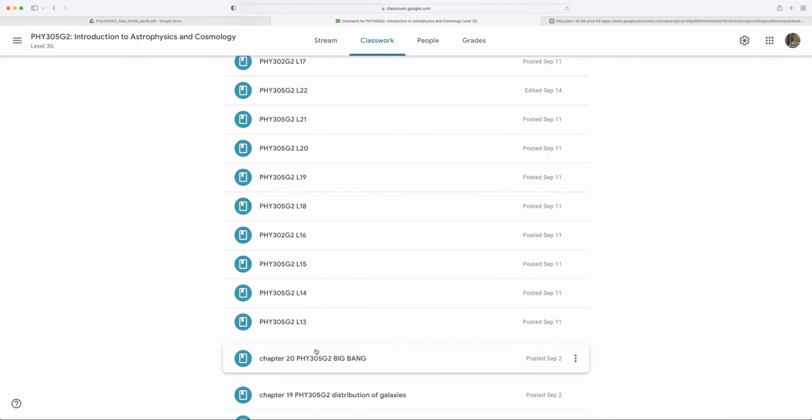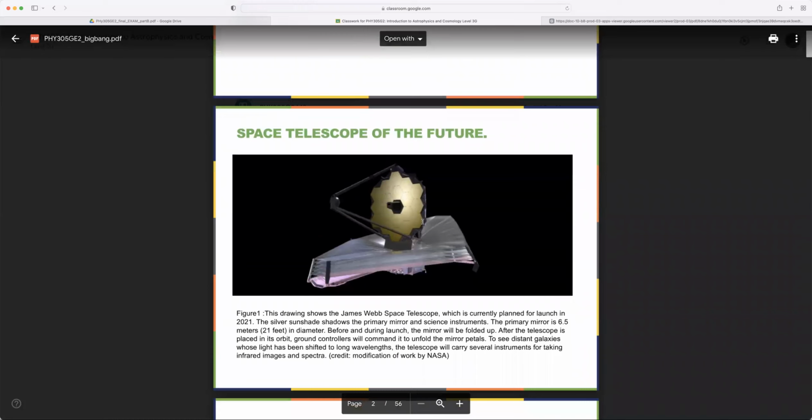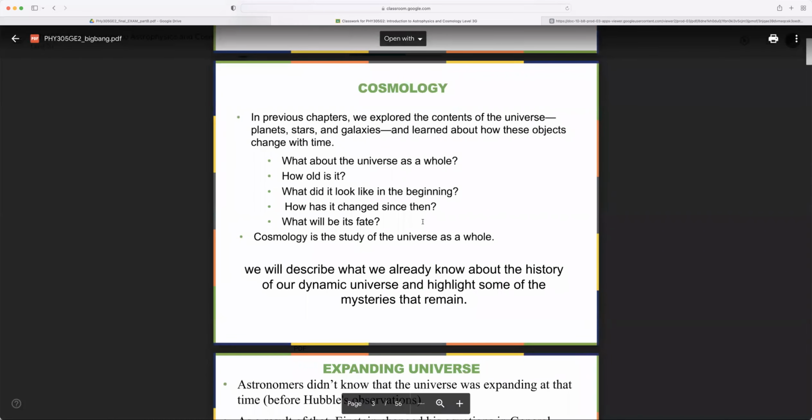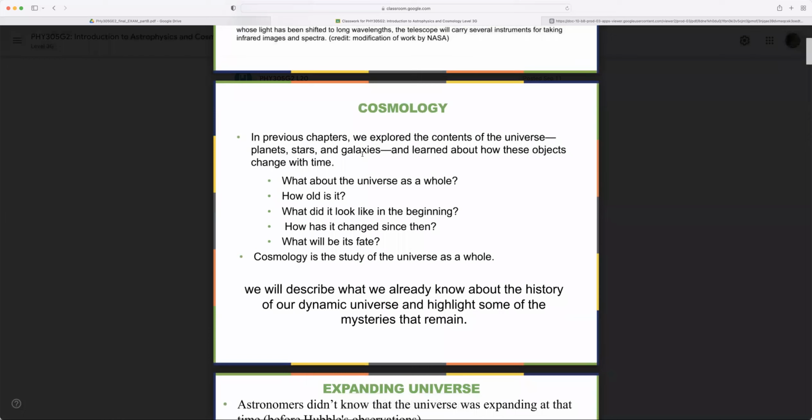That is actually in this last chapter. That's why you need to go through these lectures, and everything will come in this last lecture. So let me briefly explain what we are discussing here. Basically, we will be talking about cosmology. The questions that we would answer here are: what about the universe as a whole, how old is the universe, that means the age of the universe, and what did it look like in the beginning, right?